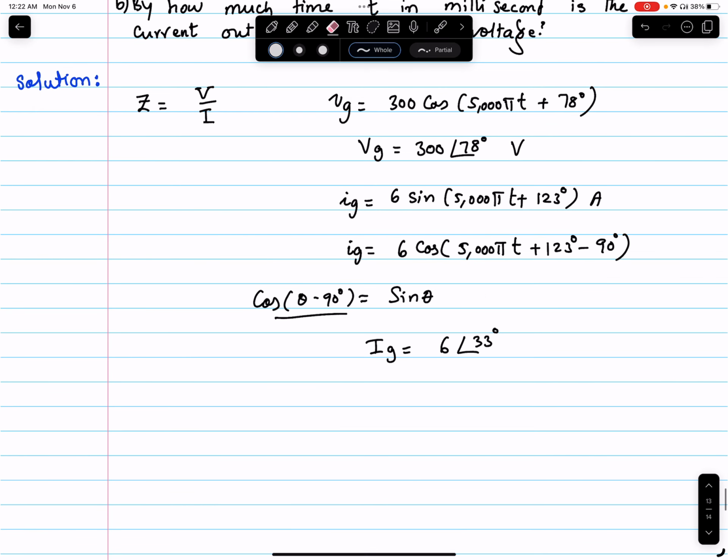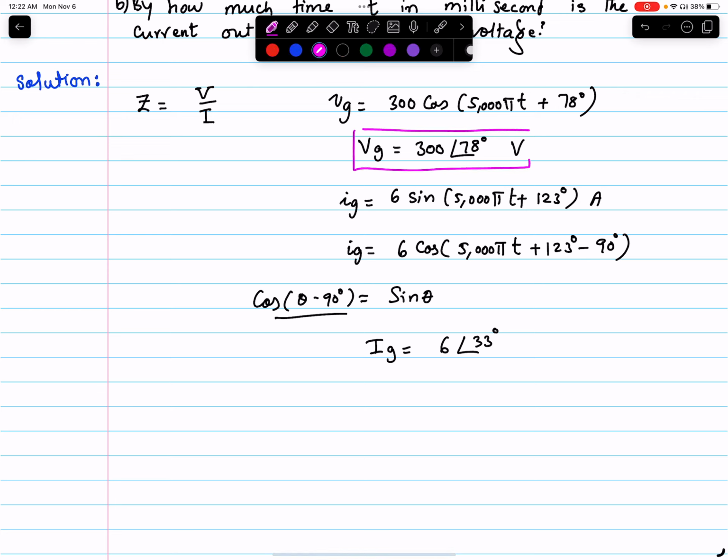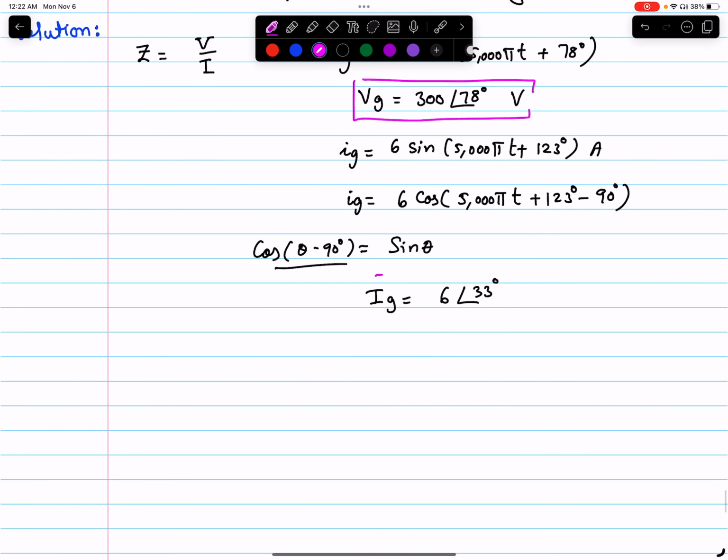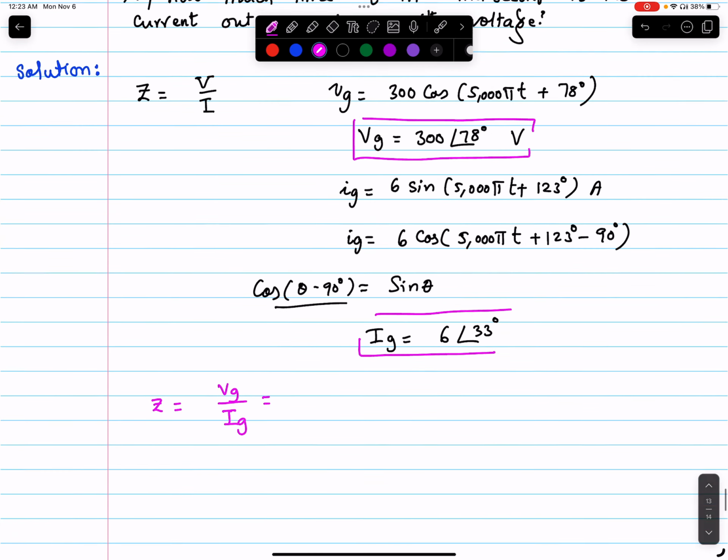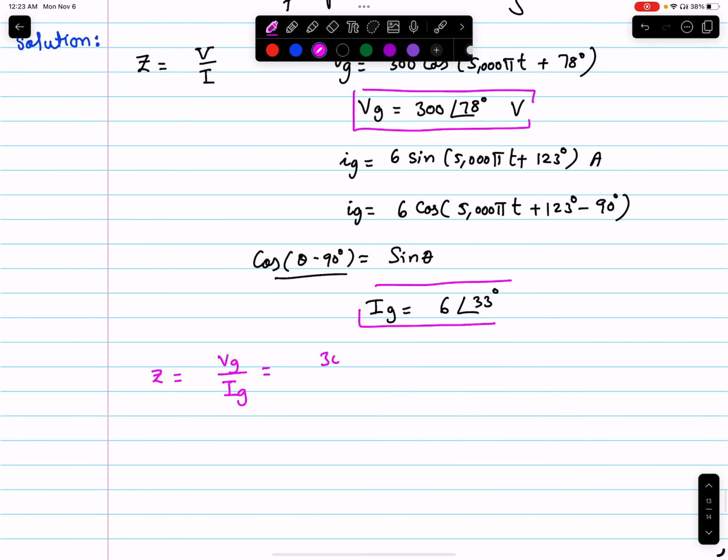Now we have VG and IG. In order to find Z, all we have to do is VG over IG. Therefore, this is 300 angle 78 degrees divided by 6 angle 33 degrees.